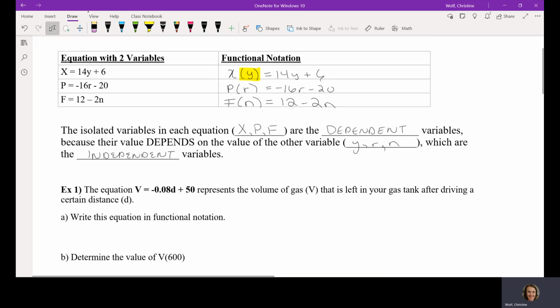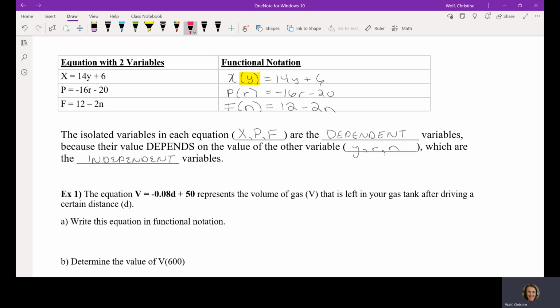For example, in the equation up here with the x and the y, if I wanted to solve for x, to figure out what x actually equaled, I would have to plug something in for y. Say I want to replace y with the number 1. That would look like x equals 14 times 1 plus 6. Well, 14 times 1 is still just 14, and then if I add 6 to it, it equals 20. So I find out here that x equals 20.